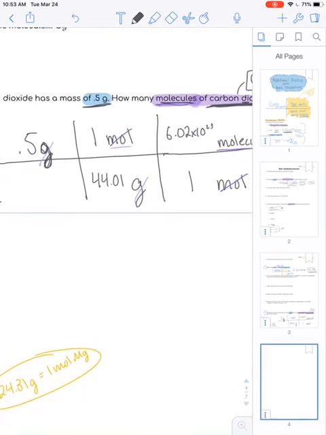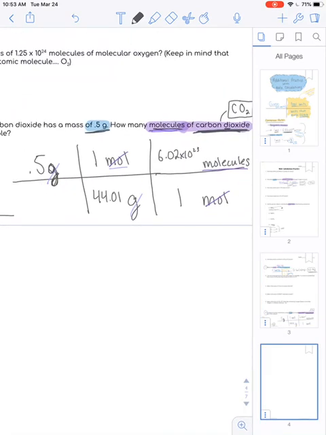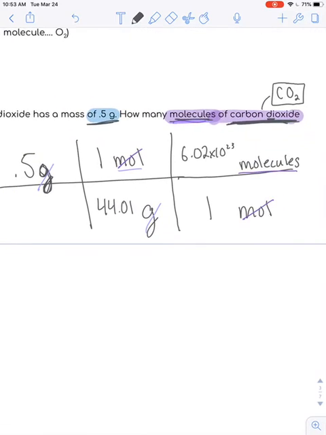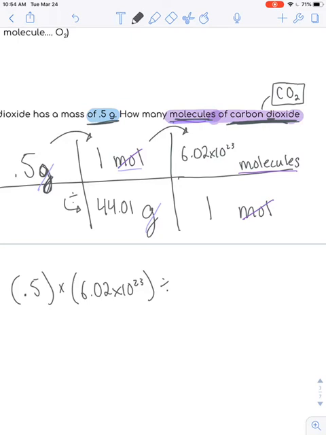Okay, so we have 0.5 times 1 times Avogadro's number, and then we're going to divide by 44.01 and divide by 1. Here's what that looks like in our calculator: 0.5 times 6.02 times 10 to the 23rd, divided by 44.01. We could multiply by 1 and divide by 1, but remember, that's not really going to change anything.